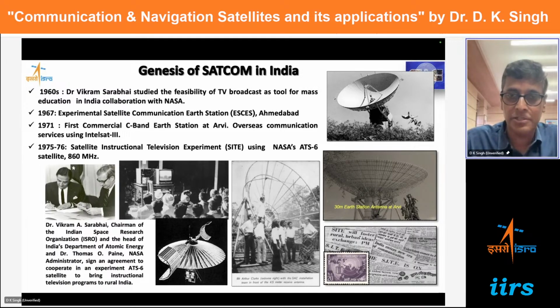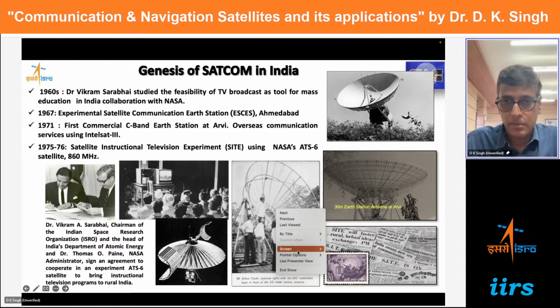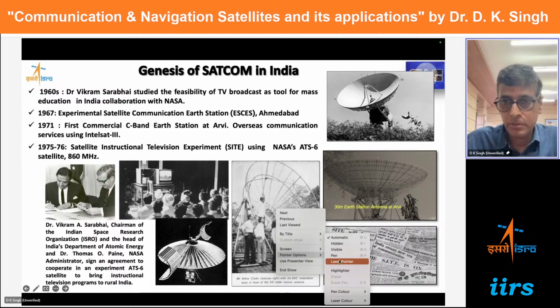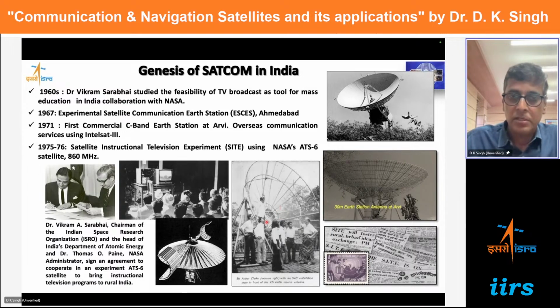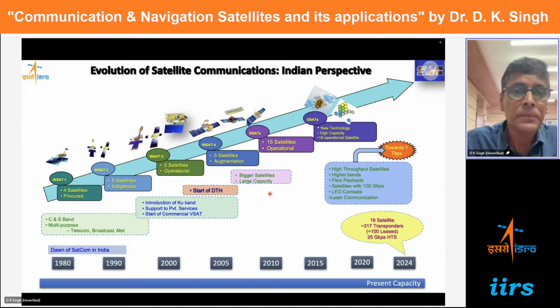You can see the dish there, let me put the pointer in laser mode. This is the dish which works at UHF frequency, and it was used to receive the TV signal right from the satellite. So this was the DTH of the 70s. ISRO did it way back.